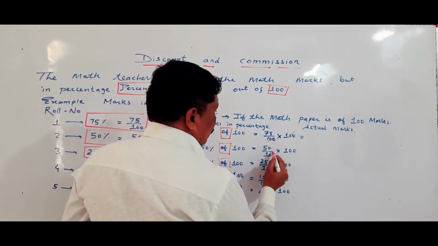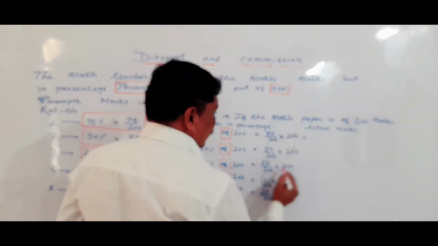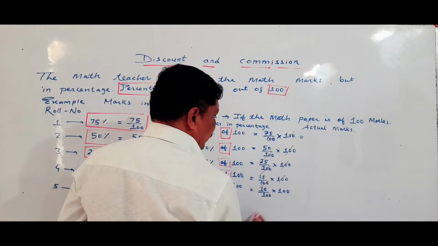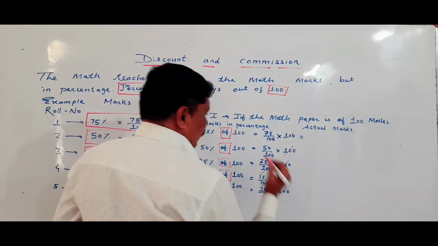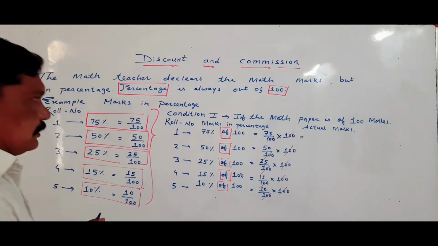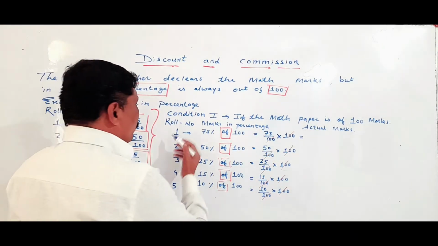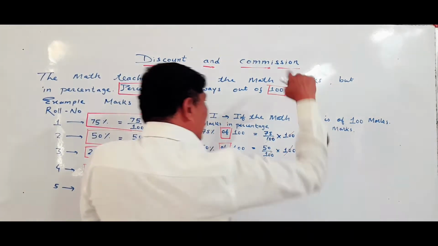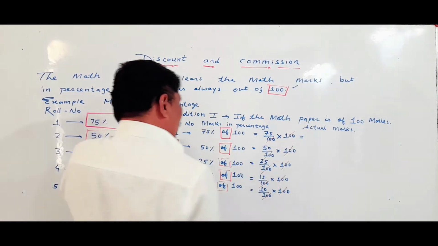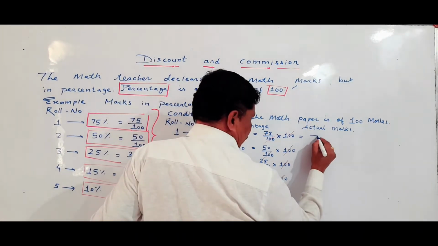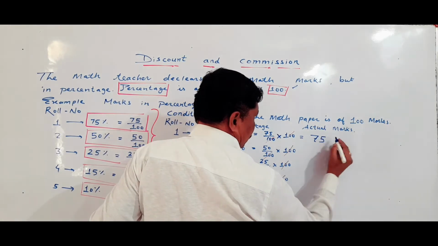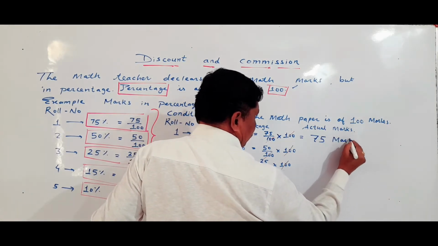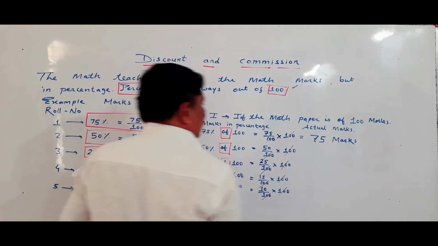100 gets cancelled, 100 gets cancelled, 100 gets cancelled, 100 gets cancelled, 100 gets cancelled. So the actual marks scored by roll number 1, if the paper is of 100 marks, is 75 marks.